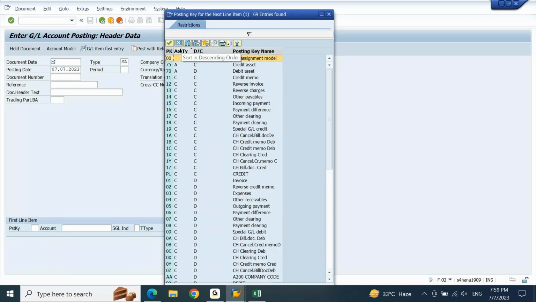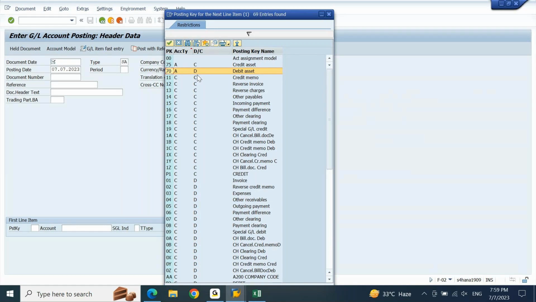First thing that I got is A. A represents what? Fixed assets. A represents fixed asset. Now you have another field here which is talking about D/C. D means debit, C means credit. If you look at the first record, 75, A represents asset, C represents credit. In short, the posting key description is also credit asset. For posting key 70, A represents asset, D represents debit. In short, asset debit is posting key 70, asset credit is posting key 75.